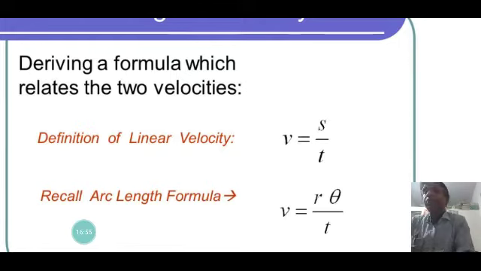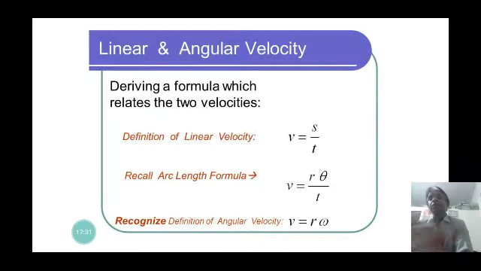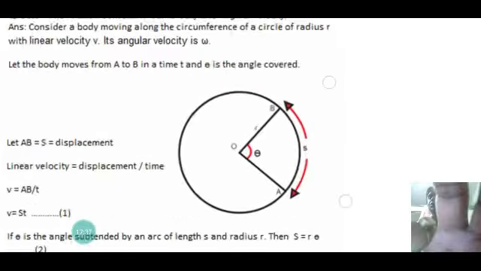The same thing is written in the derivation of the formula from the definition of linear velocity. V is equal to s by t, the linear velocity, and recall the length of arc formula. If you put the value of s as theta r by t, theta by t is the angular velocity. So v is equal to r omega, where r is the radius of the circular path and omega is the angular velocity. That is given in the next slide also. We can understand more detail from this slide.